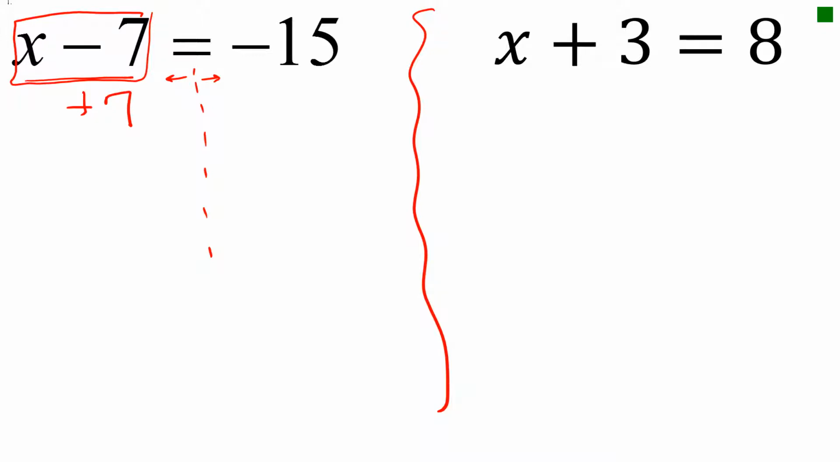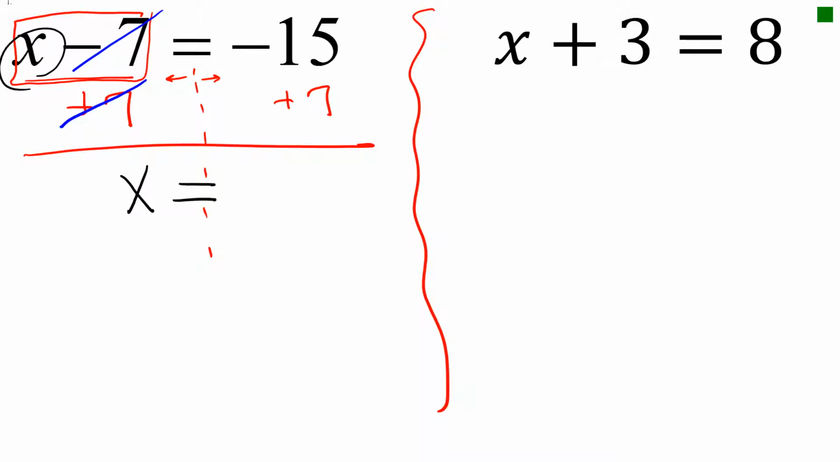Now this is like a balance. If I do something to the left side, I have to do it to the right side. So I'm going to add 7 over here also. This is my favorite part because you get to make the noise. Negative 7 plus 7, those cancel out. That equals 0. So what you have left is just this x. So you bring down x, bring down the equal sign, and then you actually do this arithmetic.